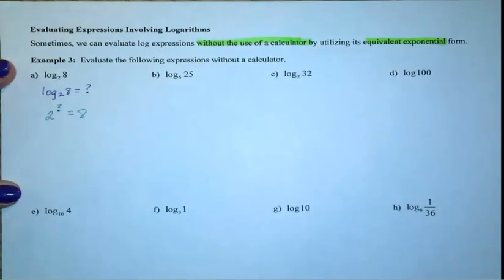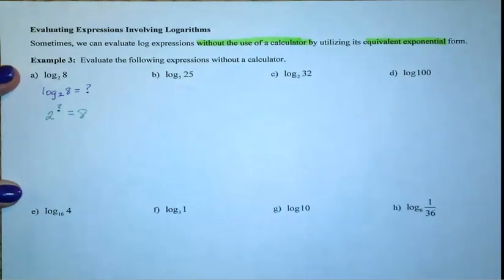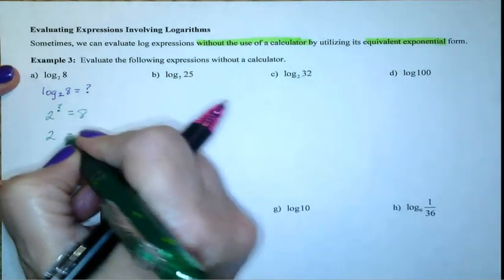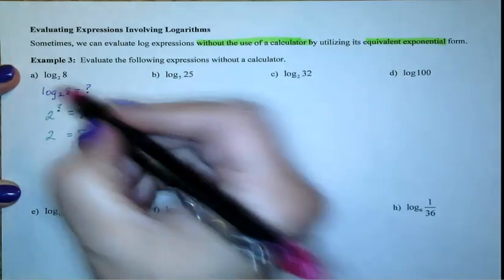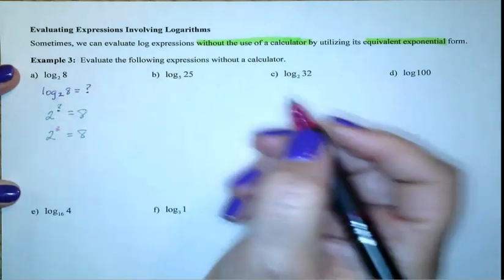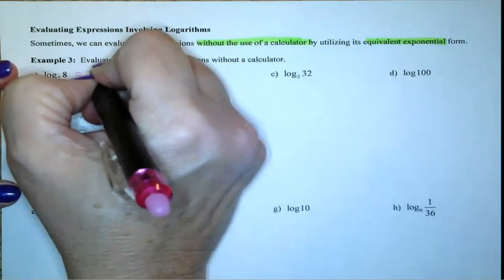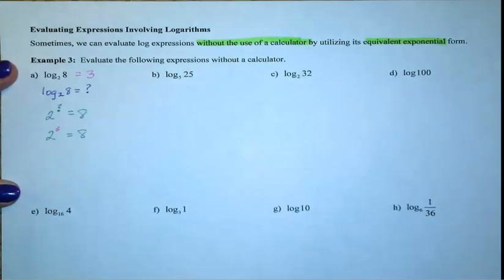So as I am working through this problem, then I can tell that I'm going to have 2 to some power, which is going to equal 8. So what is that something? 2 to the what power equals 8? That's 3. And so what we just found, this 3 right here, is actually the answer to the log. So that's 3. All right, let's practice another one.